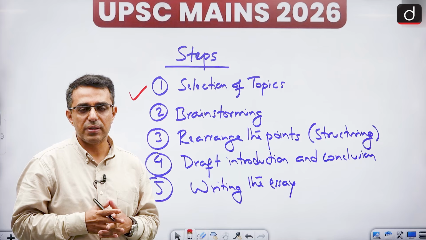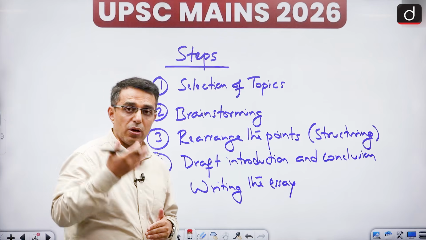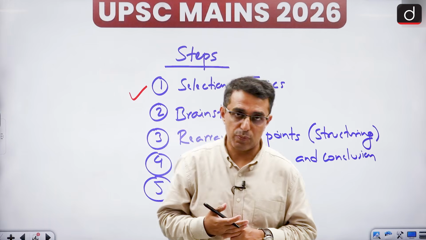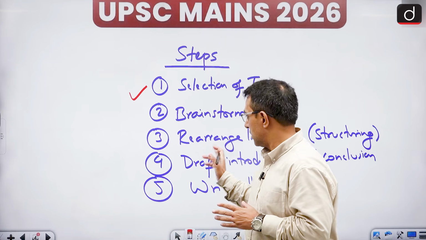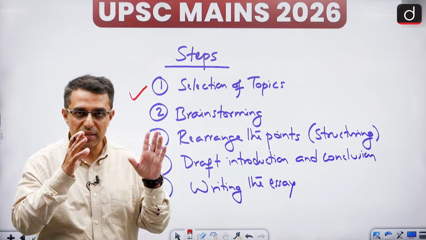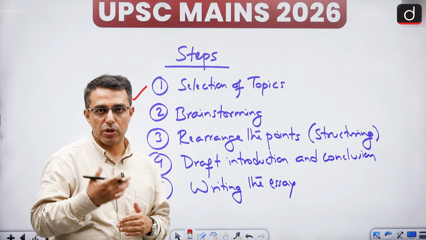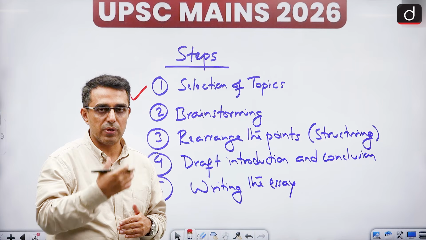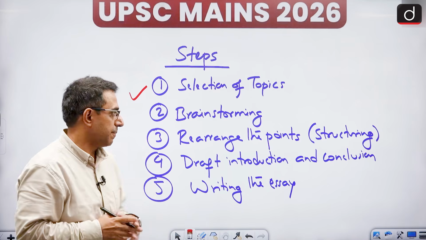Once we are ready with at least 30-40 points for both the essays, then we need to rearrange the points in a particular structure. So that will give us the third step, which is rearranging the points and forming a structure of the essay. That means which points will go in the introduction, which points will come in the conclusion, and which points will form the various paragraphs in the body of the essay.